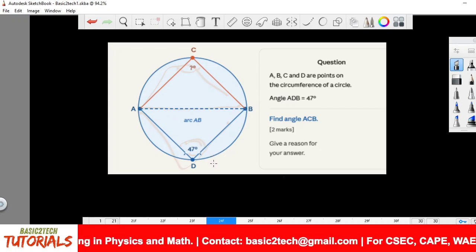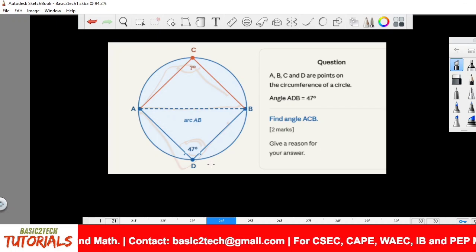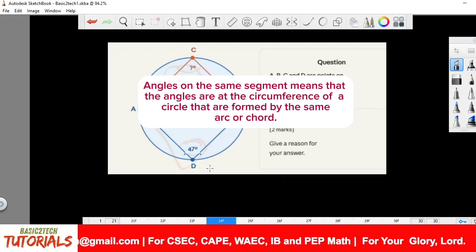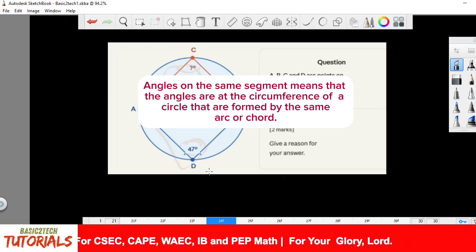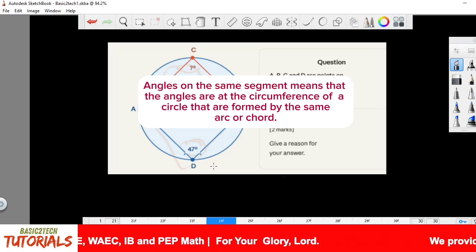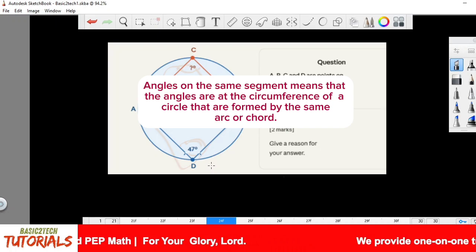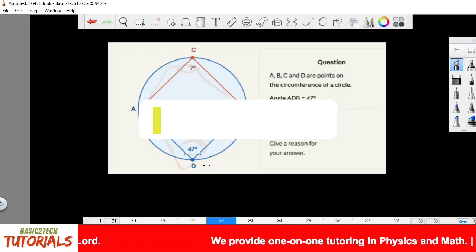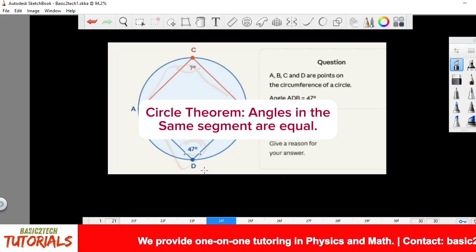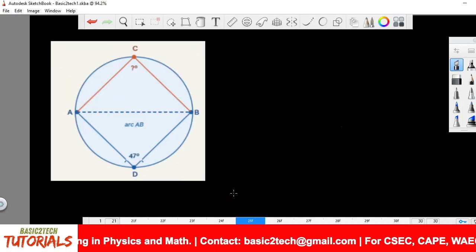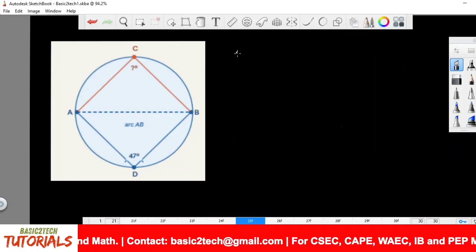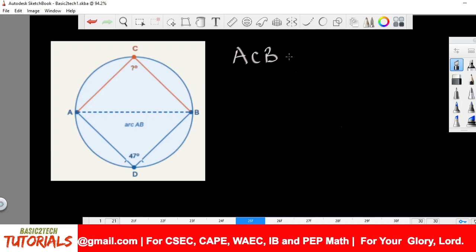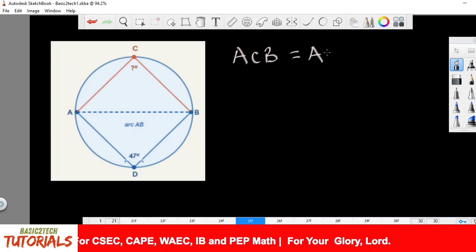That is the trigger. Now, when we say angles are in the same segment, it means that the angles are at the circumference of a circle and are formed by the same arc or chord. Now, the theorem states that angles in the same segment are equal. So it means that angle ACB is equal to angle ADB.